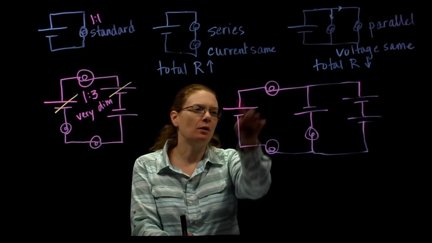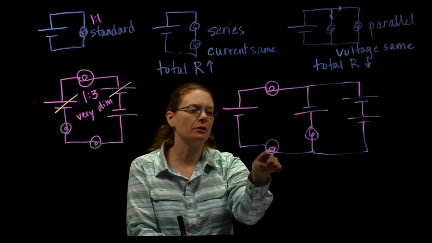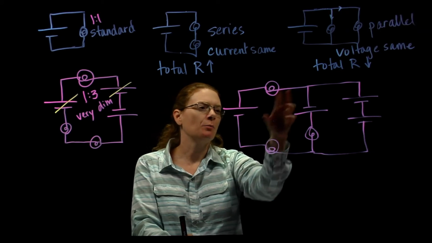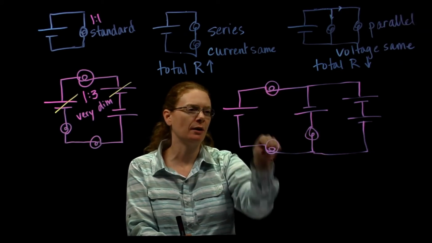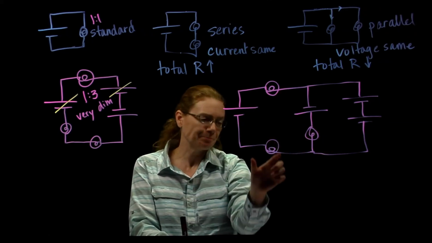So these two bulbs are in series with each other. They're in series because whatever flows through here is going to flow through here. They're in parallel with this one. So this one's separate. These two are going to have the same brightness. This one might have something different. So let's focus on these two to start.